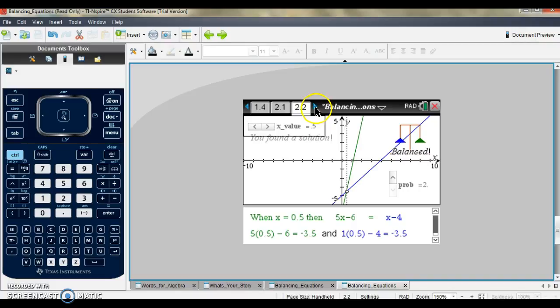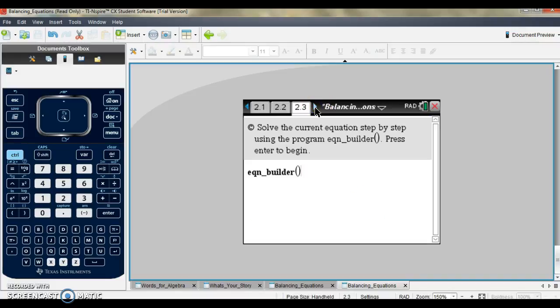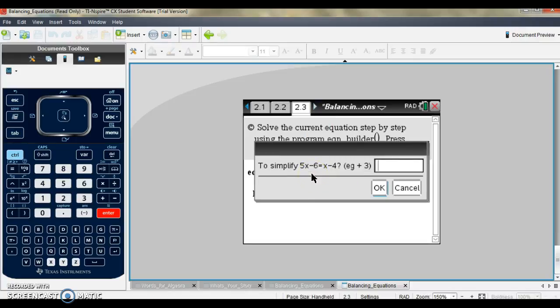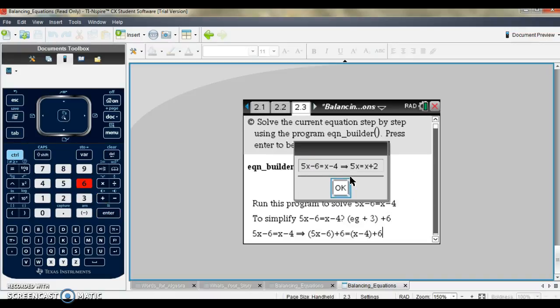So if we solve this algebraically, we can do the same thing. So the first step in order to solve this algebraically is we want to add 6. So let's add 6 to our equation. And it simplifies it to 5x equals x plus 2.